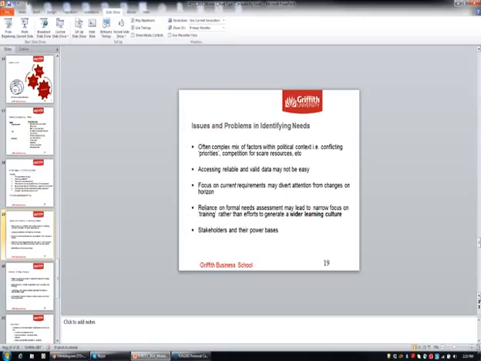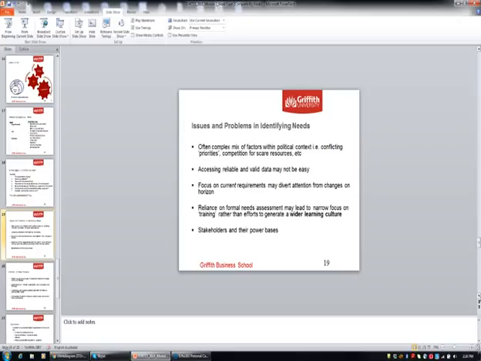There's often a complex mix of factors in identifying issues and problems within a political context. There might be conflicting priorities, competition for scarce resources, etc. So if you're working in a large university, for example, there might be a particular department or research centre that has a lot of focus at the moment because of government policy or needs of students or whatever. So funding between departments can be quite competitive. So there's a whole mix of factors that come into identifying needs.